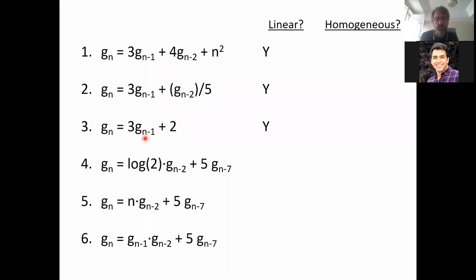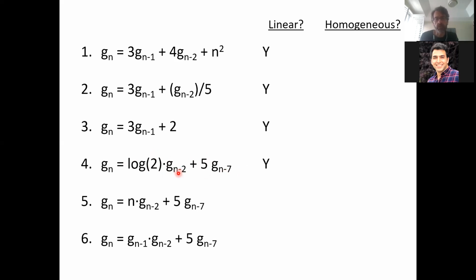What about this? Yes, it's even simpler. This is the only linear term. And again, you ignore the terms that do not depend on the previous elements of the sequence. The fourth one, okay, what's going on here? And it is linear, right? Because this is some constant and this is a constant.